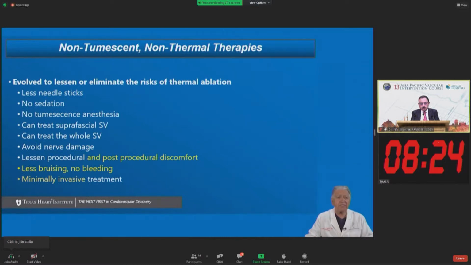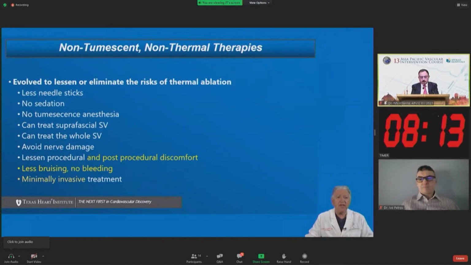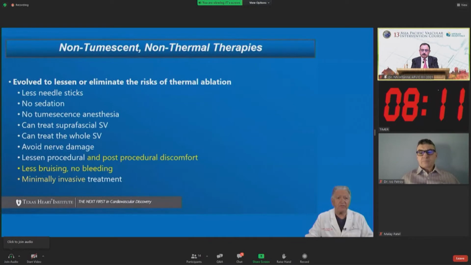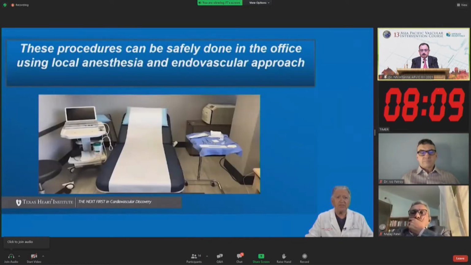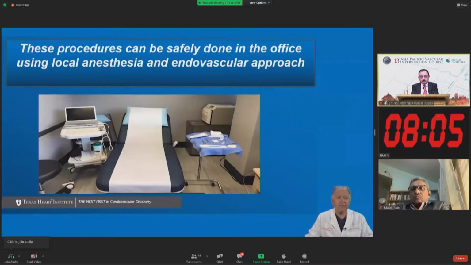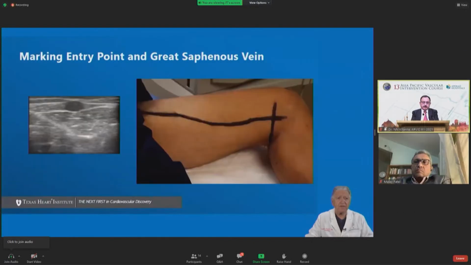It also lessens procedural and also post-procedural discomfort. There is definitely less bruising and less bleeding that occurs with the procedure, and it's also a minimally invasive treatment modality. The procedure can be safely done on an outpatient basis in a physician's office under local anesthesia via endovascular approach, and here we can see a standard setup for this particular procedure.